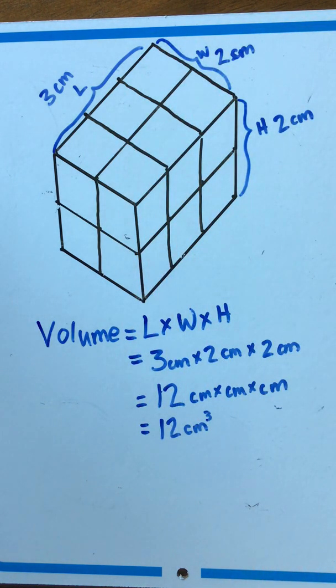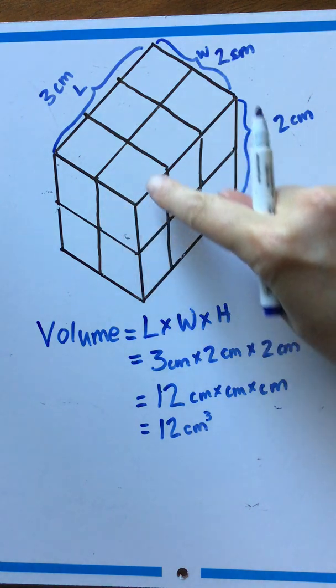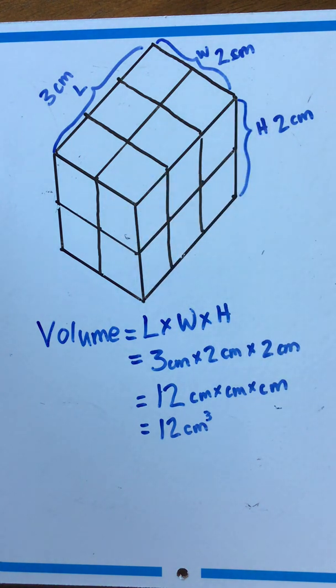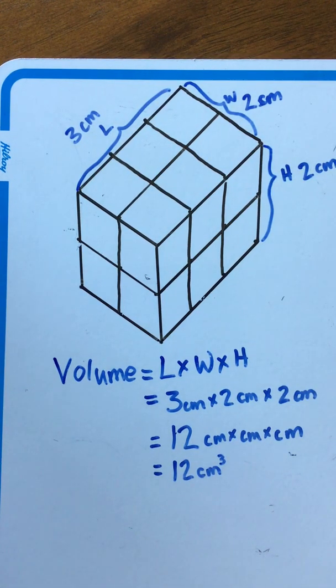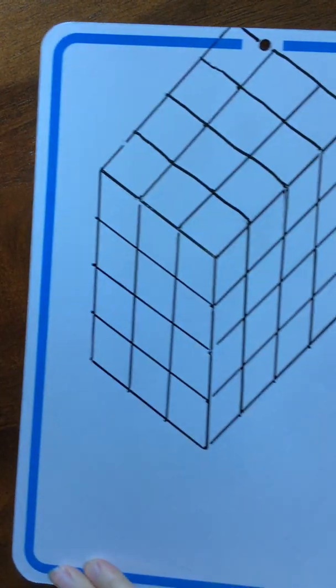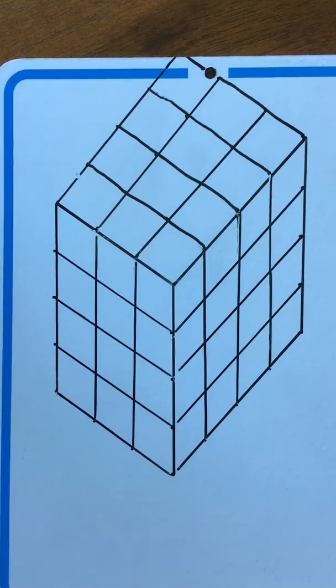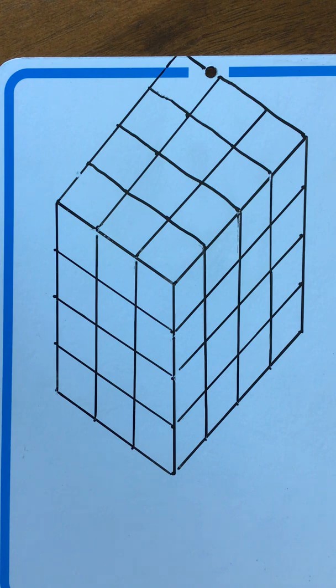Okay, so it would take 12 cubes of 1 centimeter size to make this shape. Obviously, mine is not exactly to scale. It's a model. Okay, let's try one more. Okay, check out this giant cube. It was so giant it actually doesn't fit entirely on the whiteboard, but you can use your imagination.